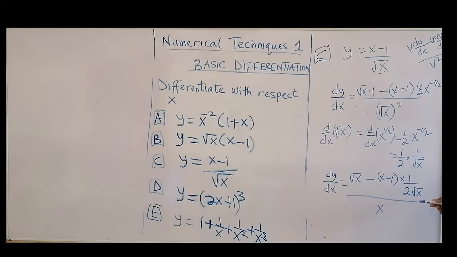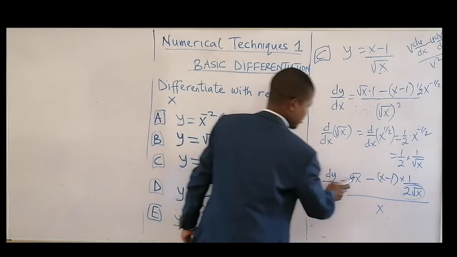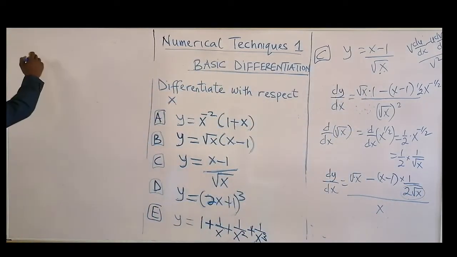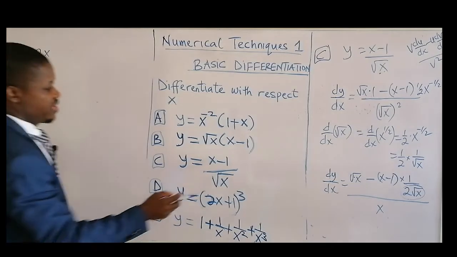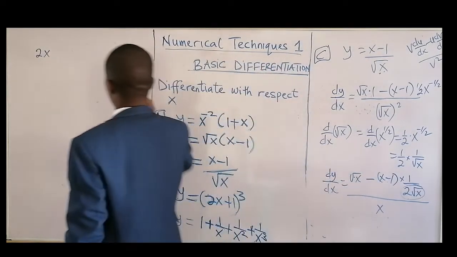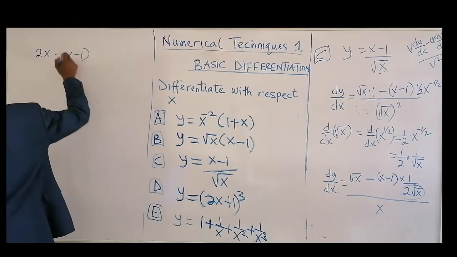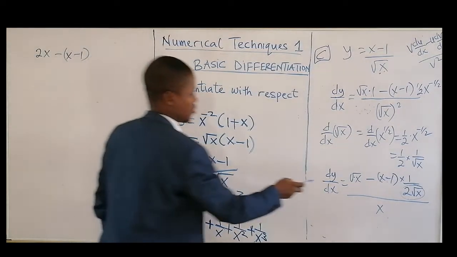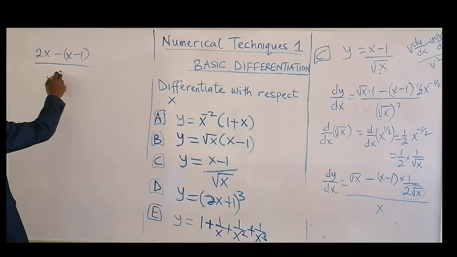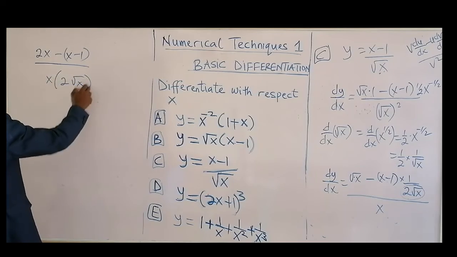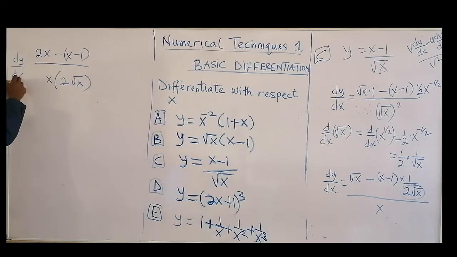So we can do the algebra for the numerator, which means I'm multiplying through by the fraction's denominator. This one times this one will be 2 root x times root x, that's 2x. Then here it will be x minus 1, minus (x minus 1) there. Then the denominator also comes down, so that will be over x times 2 root x. So that's dy/dx.